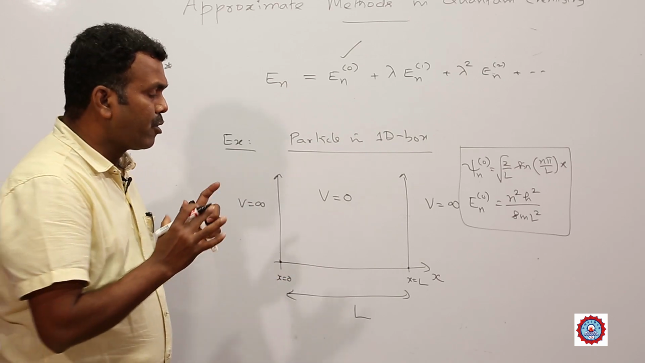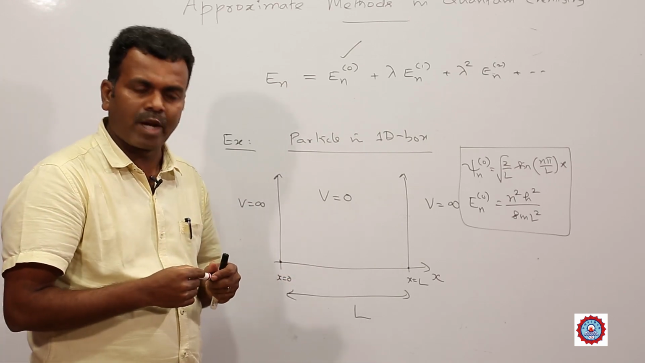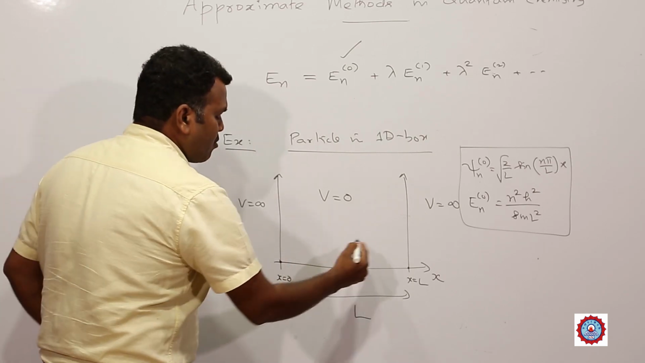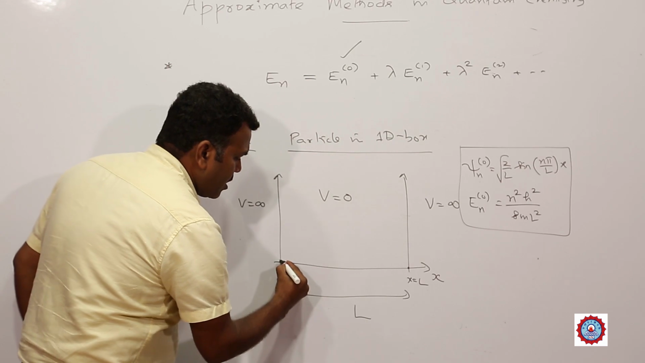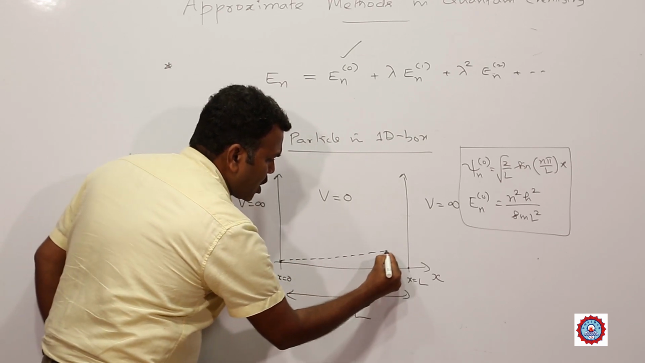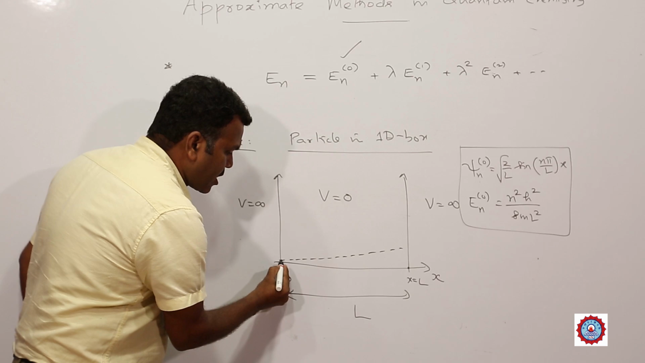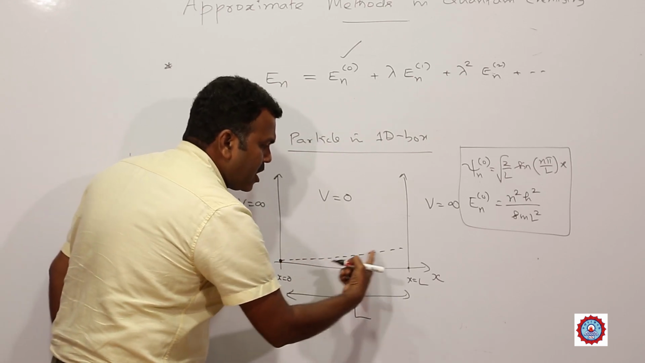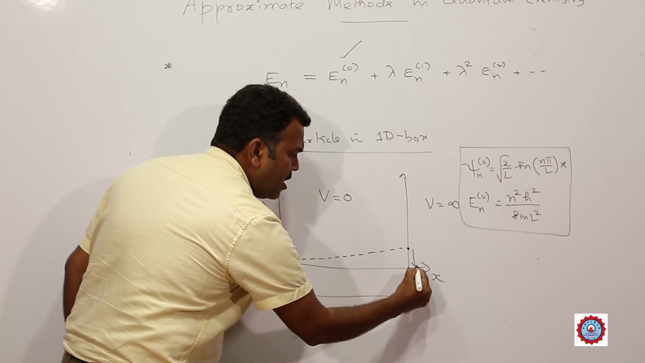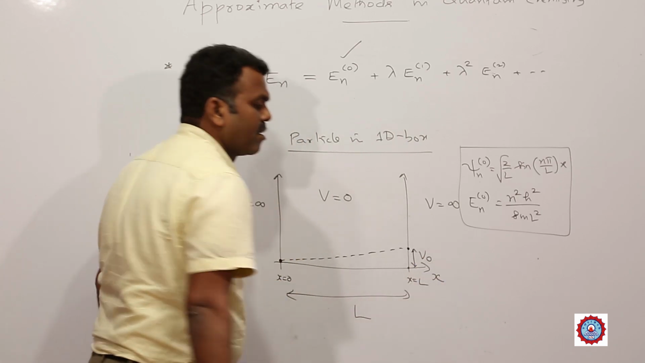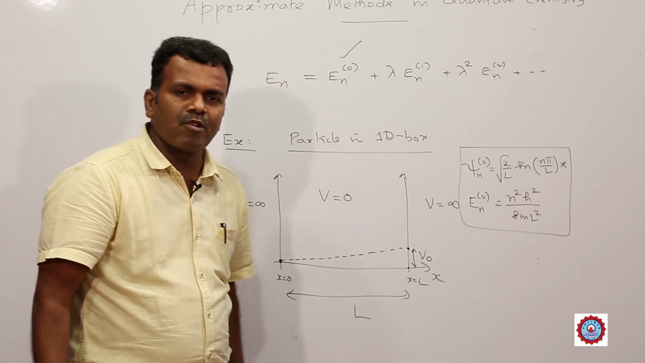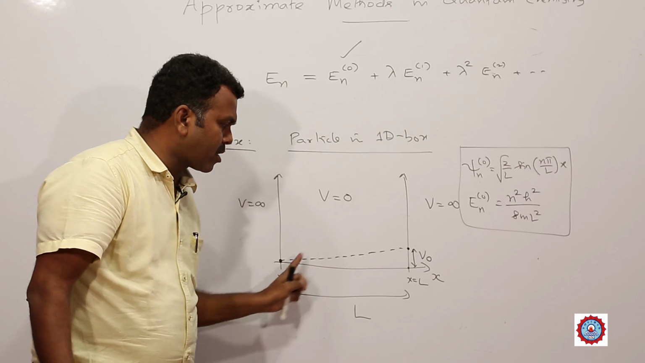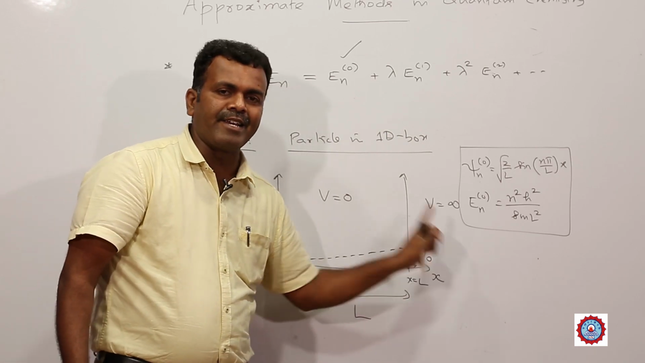Now, I am going to make a small perturbation here. See what I am going to do. Suppose the potential energy of the particle inside the box increases in this way, okay, at x equals 0 potential energy is 0, but as x increases potential energy increases and reaches some value here, let this value be V naught. So, V naught is the potential energy of the particle at x equal to L. From 0 to L potential energy increases linearly.